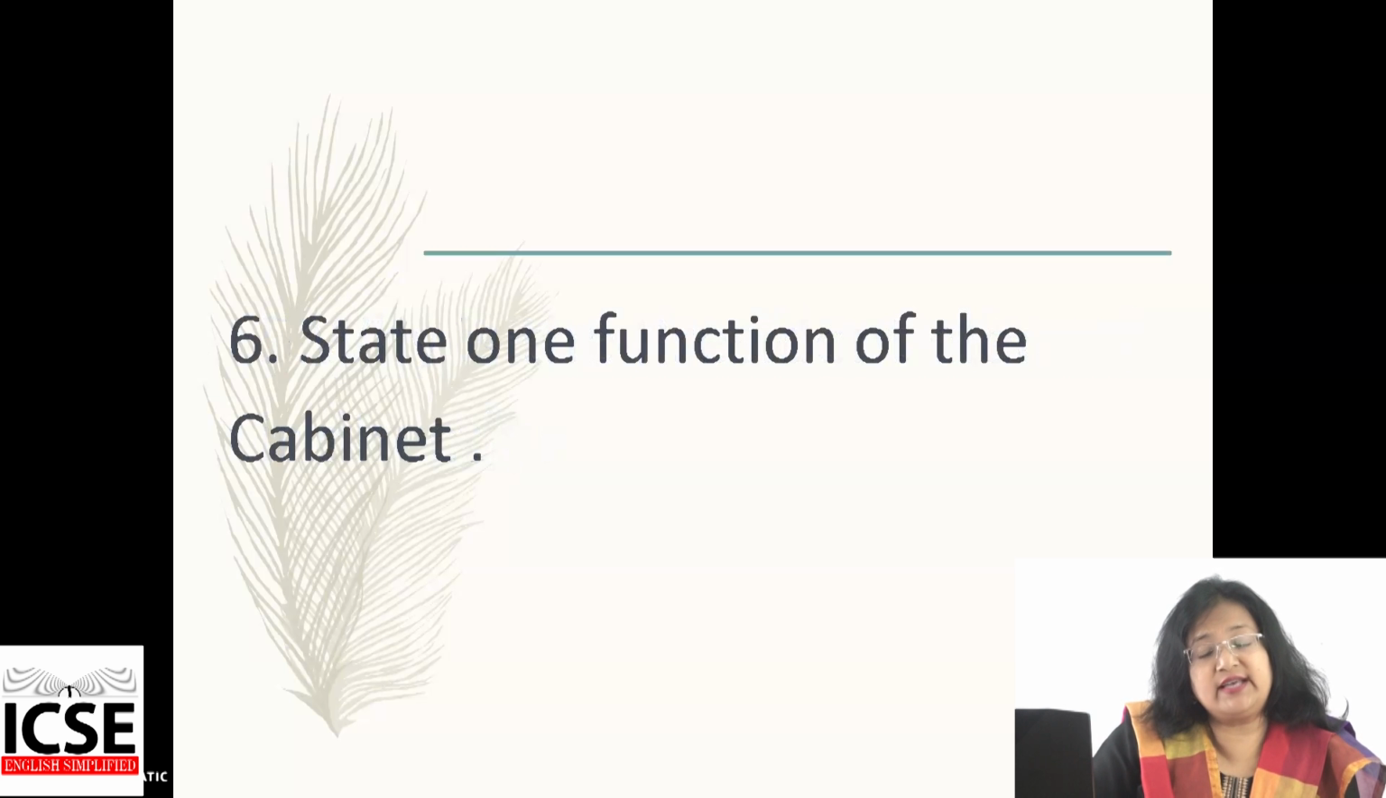State one function of the Cabinet. It's a very important question. You should know at least 4 points. What are the functions of the Cabinet? Here, if they ask you one, you should write, they determine the policies of the government. That could give you your 1 mark.